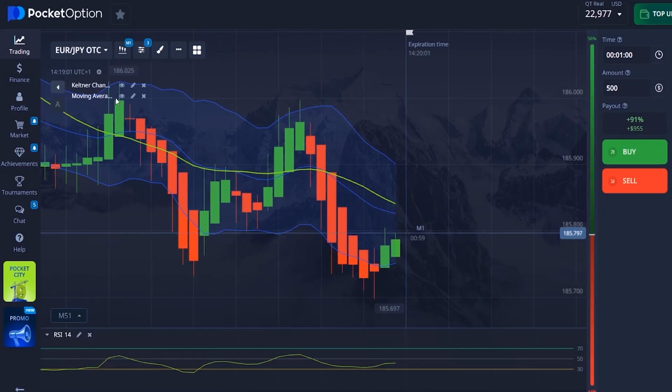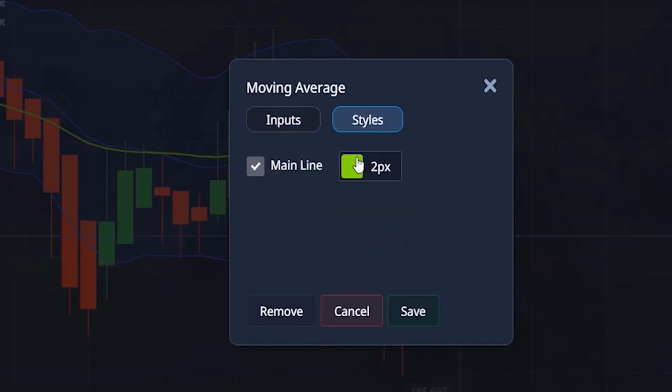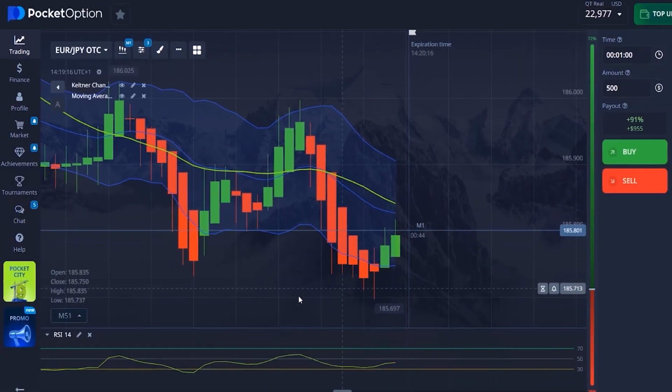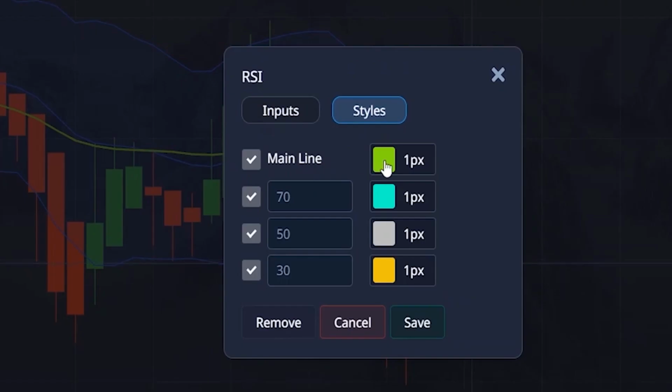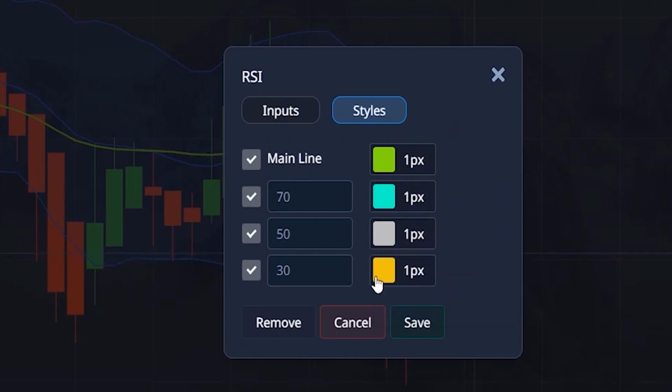My moving average comes with the settings of a period of 25. The moving average, I'm going to be using SMA. Right here on the style level, I'm going to be using a green color, and I'm going to be setting it on 2 pixels. So when I'm done, I'll click on save. My RSI indicator comes with the settings of a period of 14. Right here on the style level at the main line, I'm going to be using a green color, and I'm going to be setting it on 1 pixels. So the other lines, I'm going to be using these colors, and I'm going to be setting them on 1 pixels as well. So when I'm done, I'll click on save.